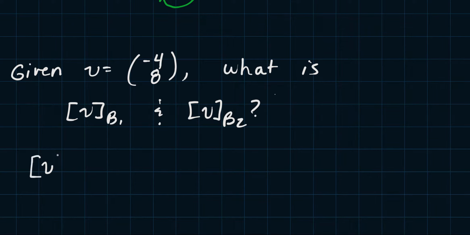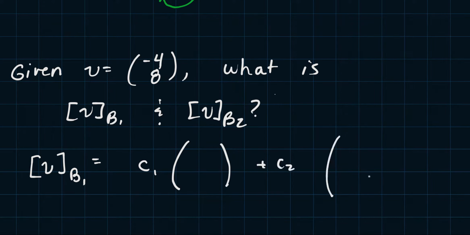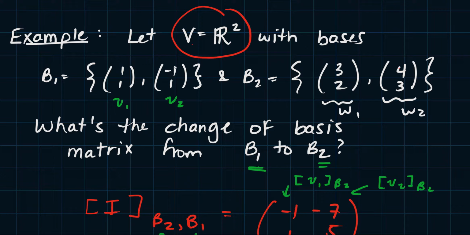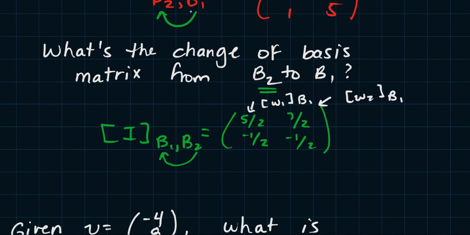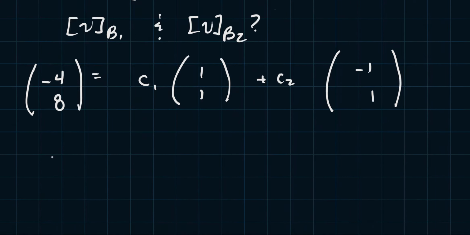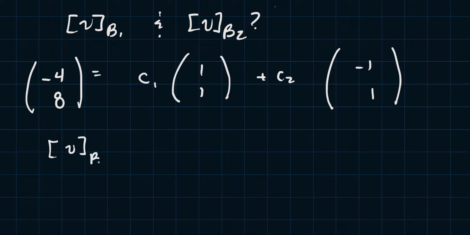To figure out this coefficient matrix, we need to find the C1 and the C2 such that (1, 1) times C1 and (-1, 1) times C2 gives us this matrix. And this matrix here is going to be equal to C1, C2. So whatever we find for C1 and C2.